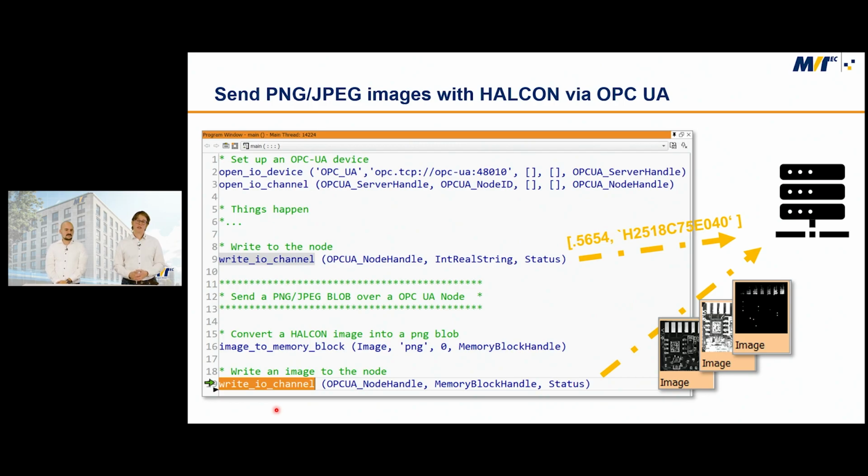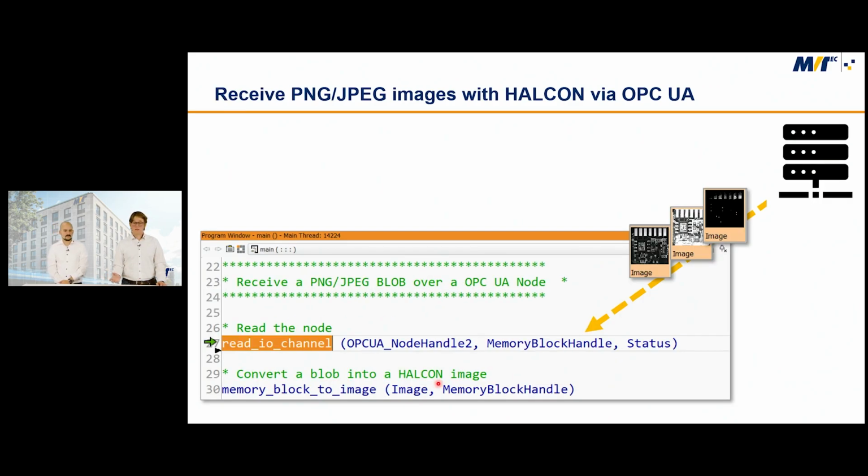So the sending is quite simple. You establish a connection to your I/O device. You convert the H image that you already read into memory into a memory block. And then you write this memory block out to your I/O channel. And it is as simple as this.